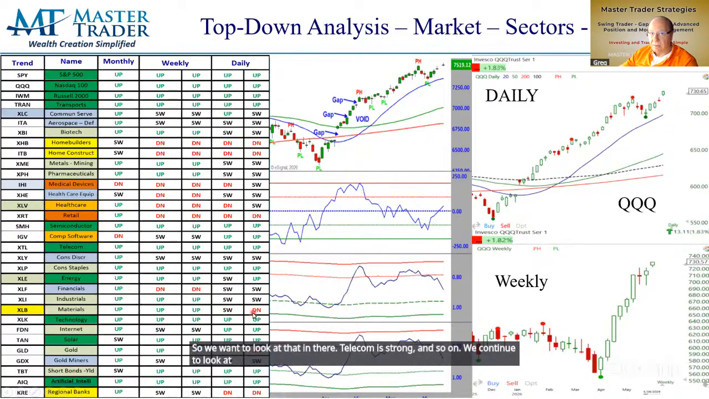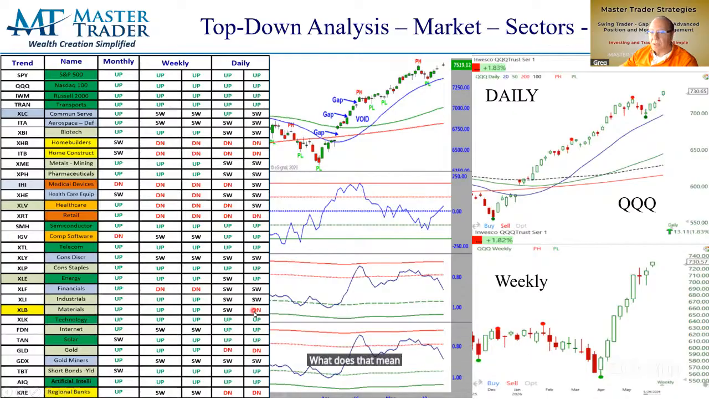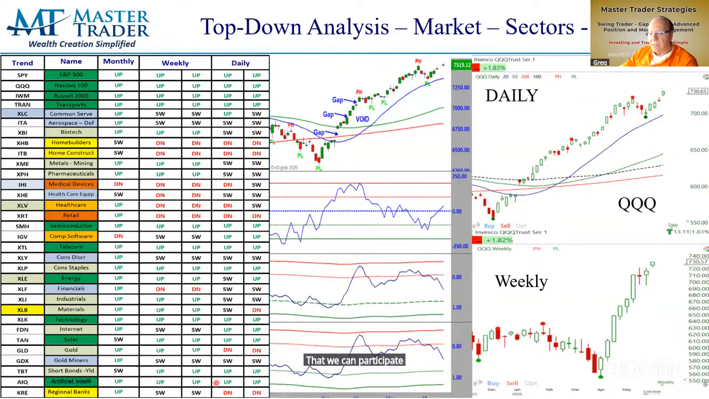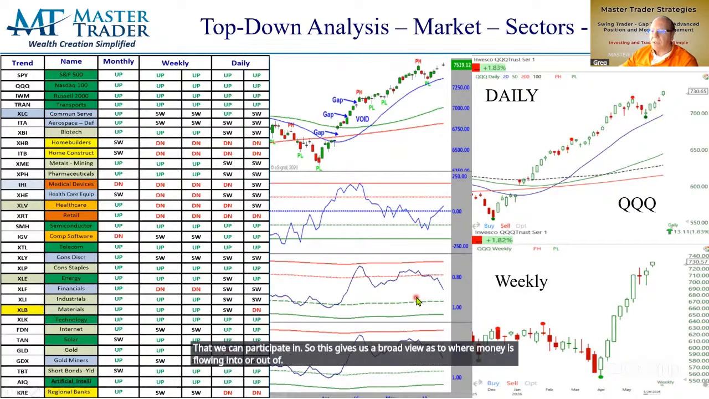Materials broke down. What does that mean? What we could look at for the swing trading letter is to look inside the material sector and see, are there now sell setups that we can participate in? So this gives us a broad view as to where money is flowing into or out of. So let's look at our internals now.